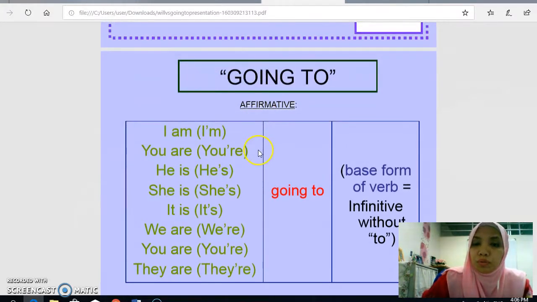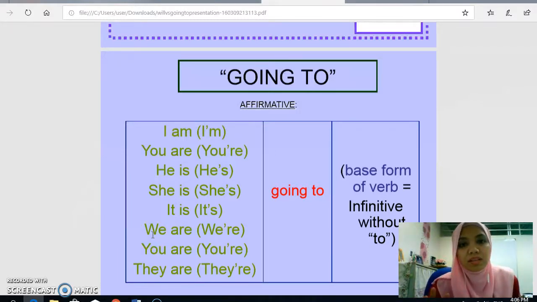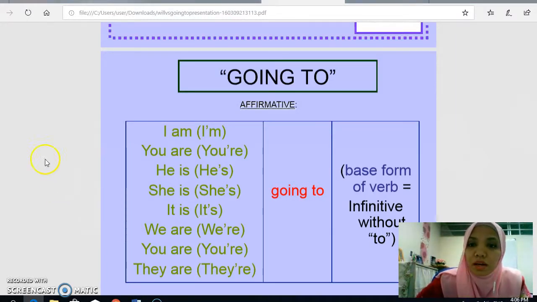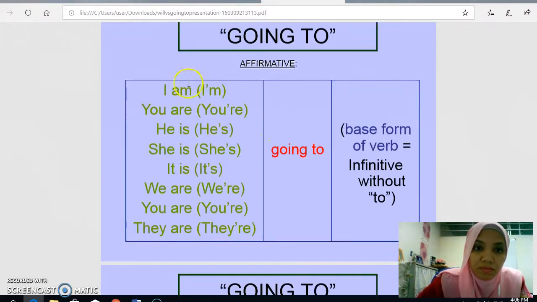Now let's move to going to. Once I have explained about going to, you'll see the difference in usage of simple future and going to. Now we are going to look at the affirmative construction first. I am going to eat. You are going to KL, for example. He is going to propose to her, for example. So this is the form.